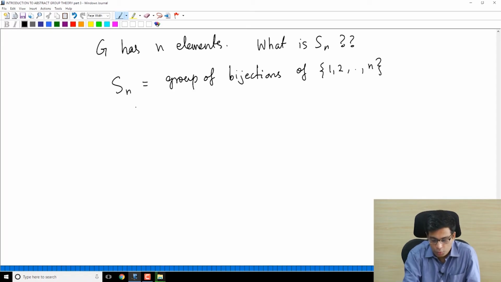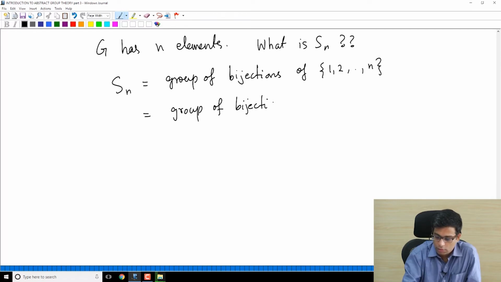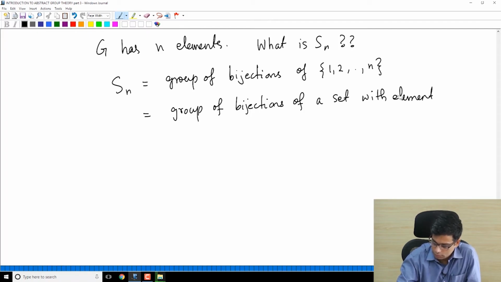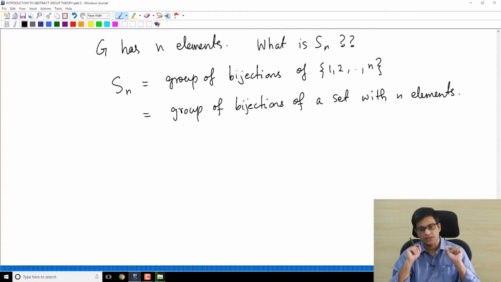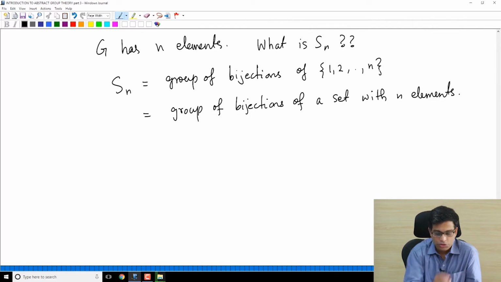Sn is the group of bijections of a set with n elements. Remember, Sn is the group of bijections of an n element set. For convenience, when working with symmetric groups, it's convenient to call the elements 1, 2, 3 up to n. But it need not be those. Sn is the group of bijections of any n element set. G is one such. G is an n element set.